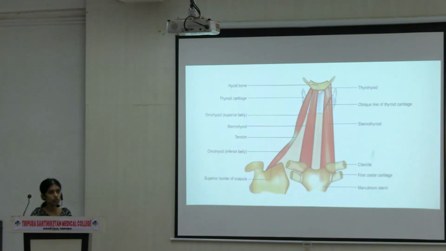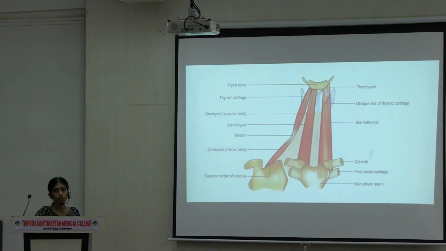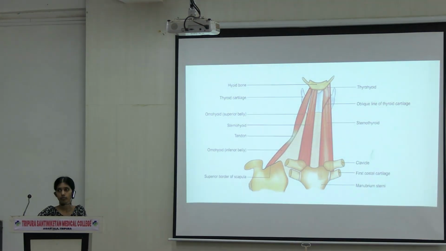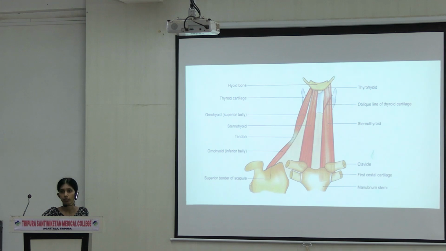Any doubts in this? What about the contents? What are the contents of your muscular triangle? What are the 4 important muscles we see in the muscular triangle region? Omohyoid. Sternohyoid. So these are the 4 important muscles we see in the muscular triangle region.